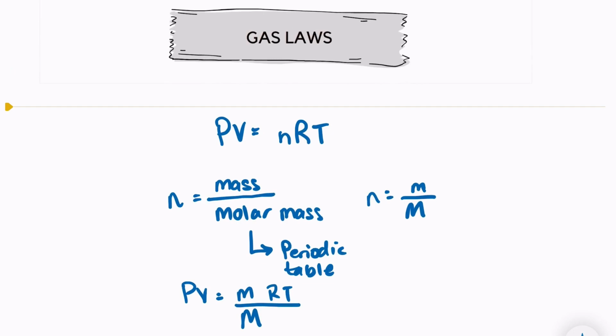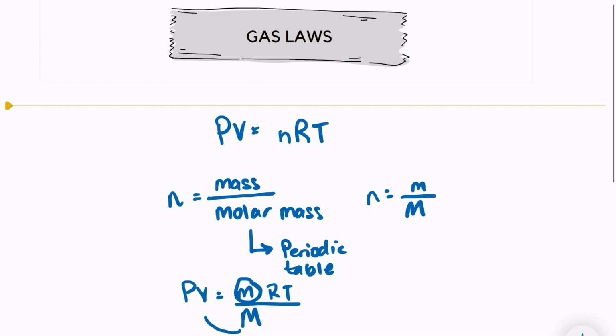And if I want to solve for mass, I'm going to multiply M to the other side and then divide by RT. So I'll have lowercase m, mass, equals PV times M, the molar mass, over RT. And let's try an example really quick just to make sure you understand how this formula works.